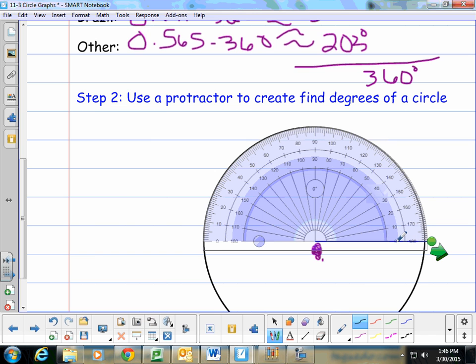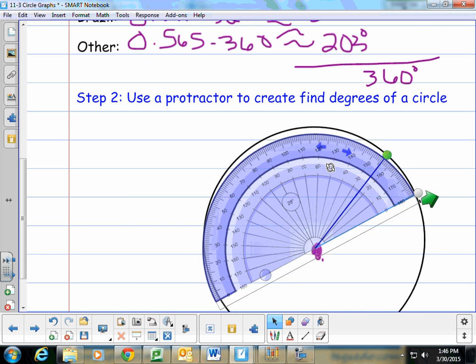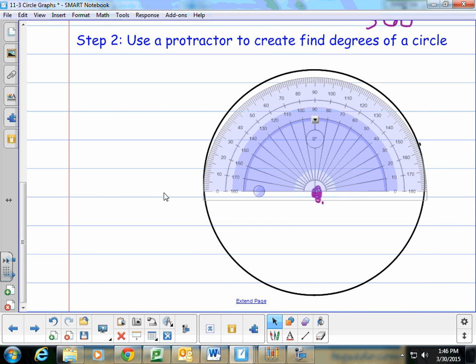So then I'd go from 0 to 20, make a mark there, and I could turn my, dang, this is going to not cooperate very well. And that should make a line there at 20. I wanted to make a line. This protractor is a little tricky, but then you'd use that as your radius and continue on to fill that in. We'll do that more in class.